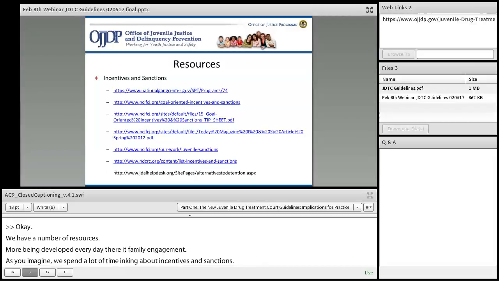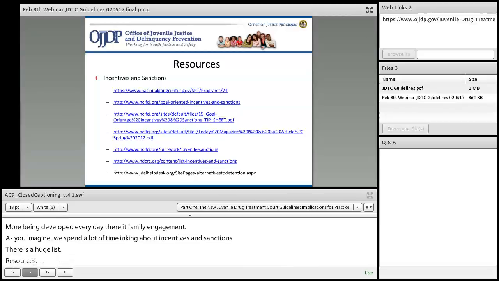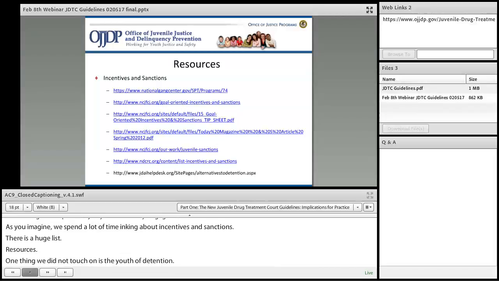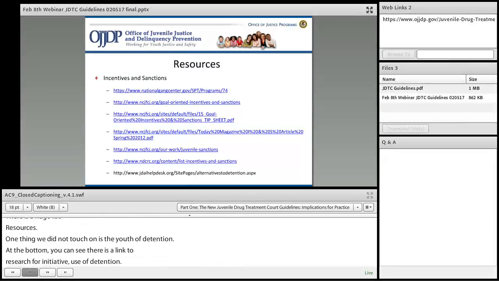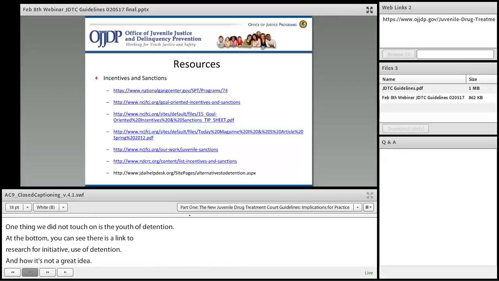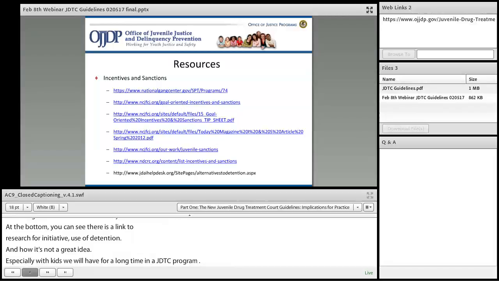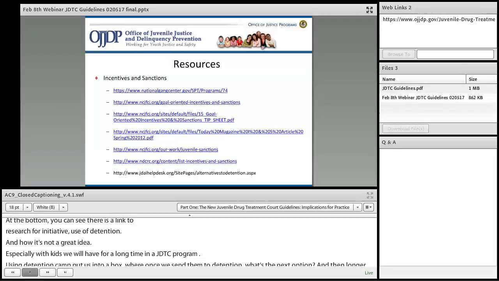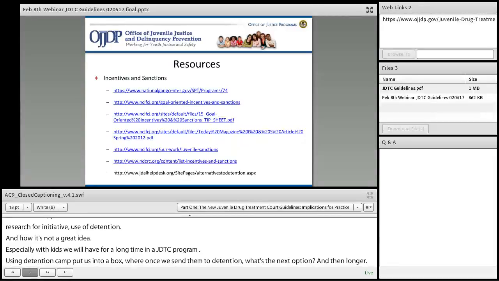One of the things we didn't really touch on much is the use of detention, but there at the bottom you can see there's a link to the research from the Juvenile Detention Alternatives Initiative talking about the use of detention and how that's not really a great idea, especially for our kids that we're going to have with us for a long time in a juvenile drug treatment court program. Using detention really can put us into a box where once we've sent kids to detention, our next option is to send them to detention for longer and then longer. And so we should try to have, I always say, 50 responses before we ever get to detention. And so those are things to be considering as we move forward.